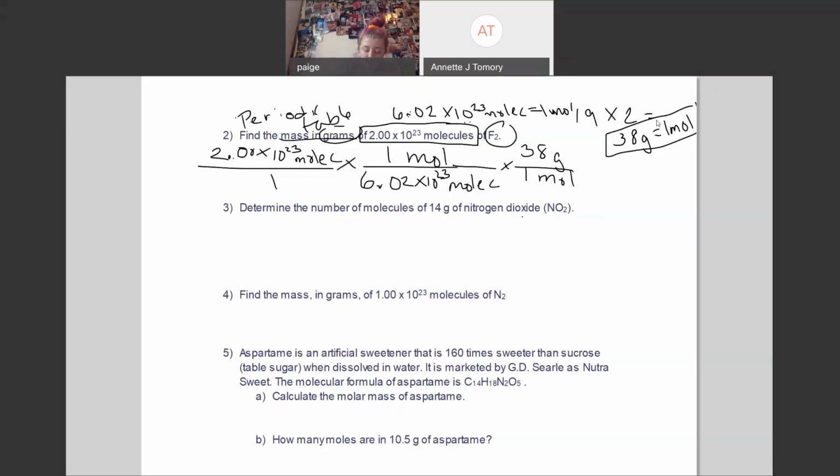All right, so to do this conversion, we're going to go from left to right again. 2.00 exp 23 because it's times 10 to the 23rd. Divided by 6.02 exp 23. And then you're going to do times 38. There's a lot of numbers. Because there's 3 numbers here, let's just give me 3 numbers. 12.624. So 12.6 grams of F2.